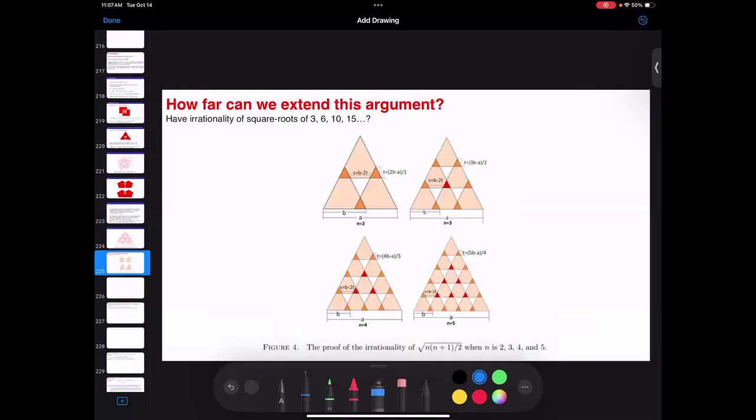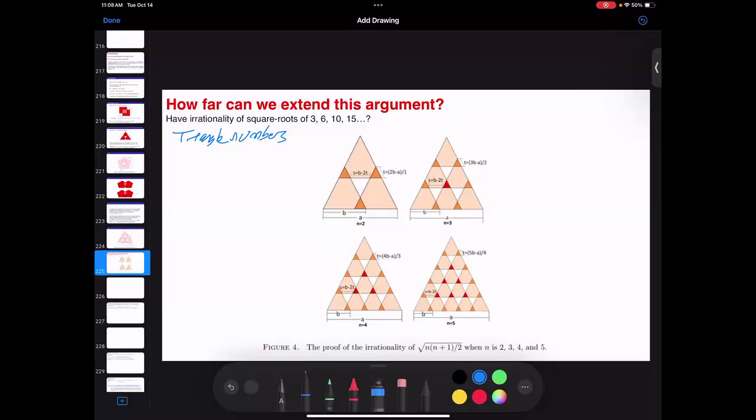We're able to extend this argument by looking at these equilateral triangles, and we can get numbers of the form n times n plus 1 over 2. Does anybody recognize what these numbers are? The first few are 1, 3, 6, 10, 15. Anybody know what type of numbers these are? Summation of the integers. These are the triangle numbers. And this is a great place to end.